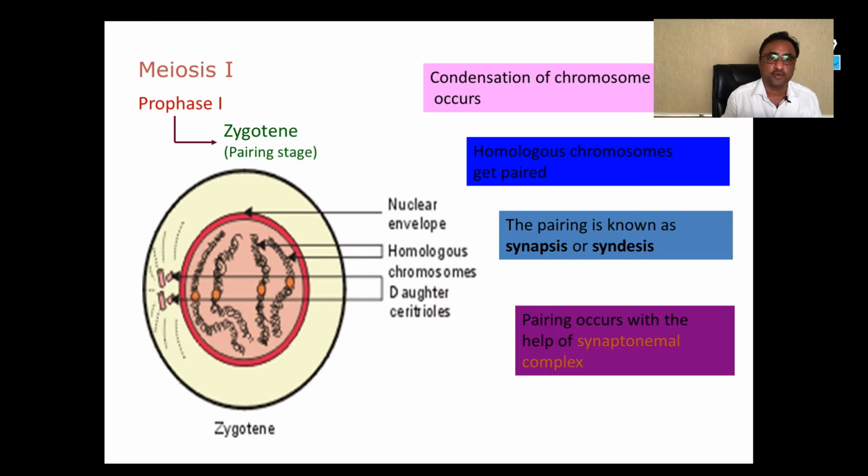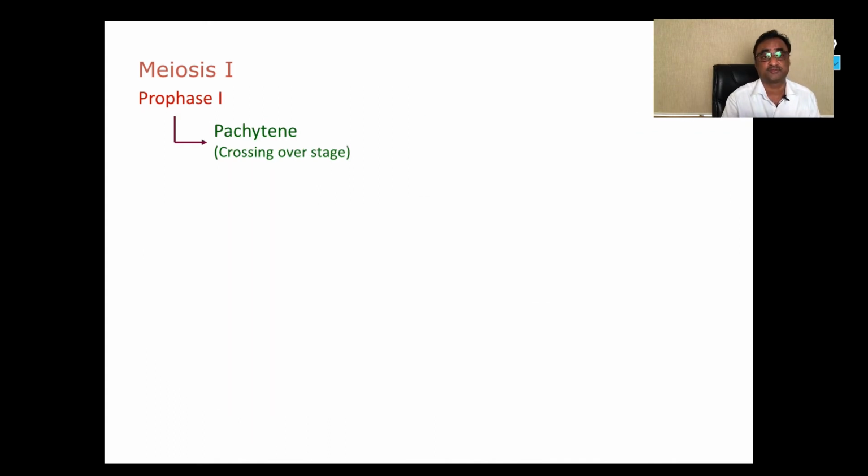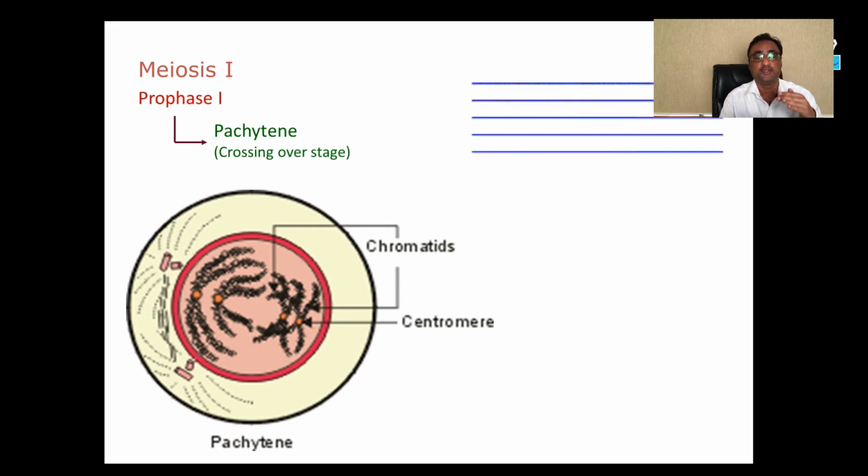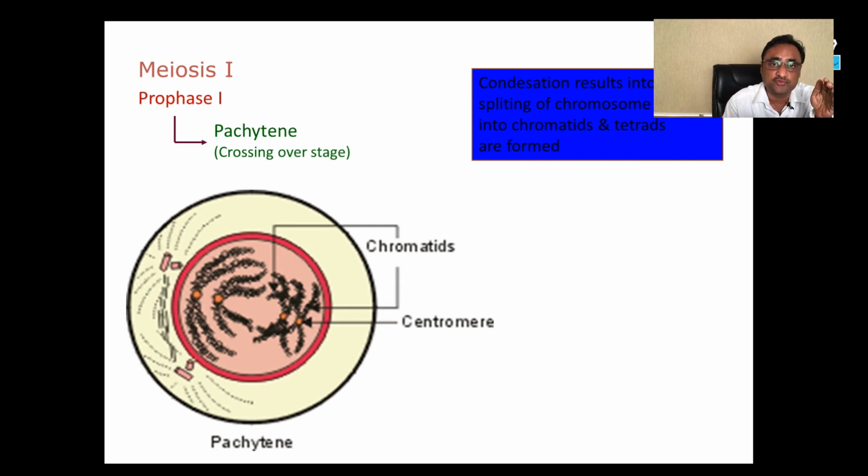Fine. Let's talk about the next stage, and the next stage is pachytene. Now pachytene is actually called the crossing over stage. That is the most important stage of the entire prophase 1. Here what happens is that the process of condensation is on. Since the condensation is on, what will happen? The chromosomes will condense and they will split into chromatids.